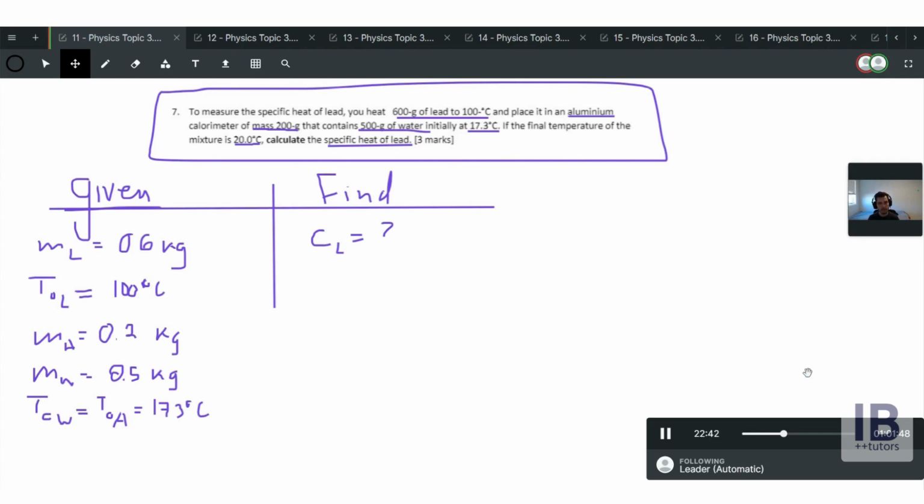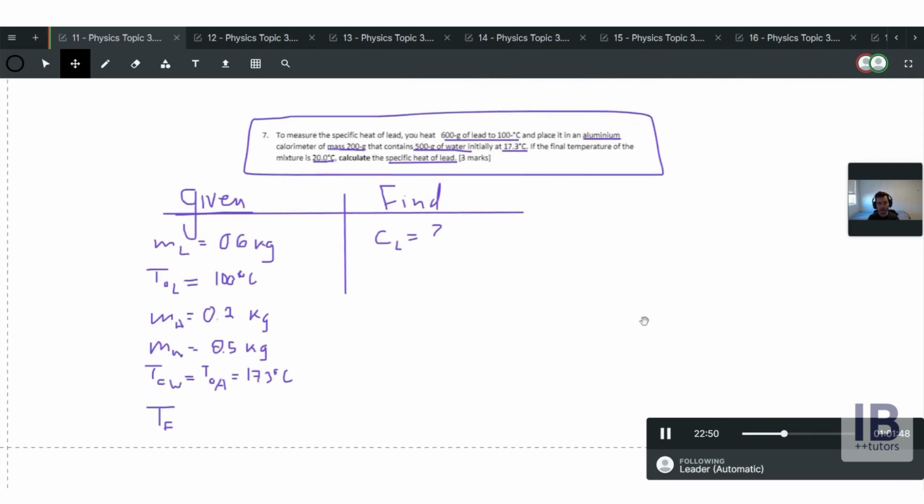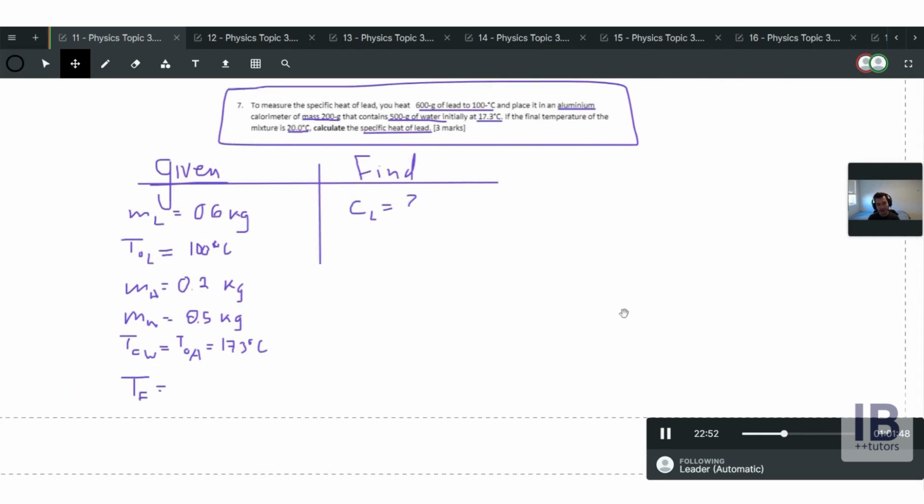The final temperature. So we're going to say T final, because everything's going to be at the same temperature at the end. I don't really know what subscript to use here, but let's say T_F. That's going to be equal to 20.0 degrees Celsius. It seems fitting for a question like this.